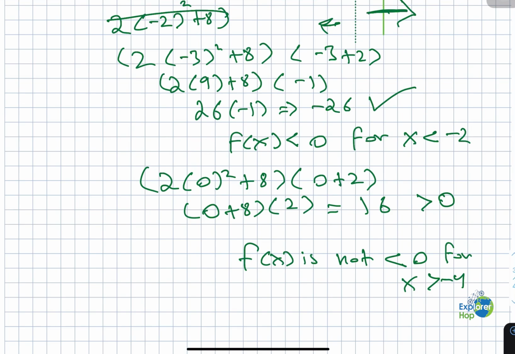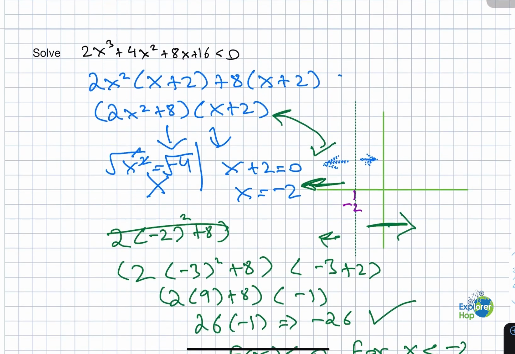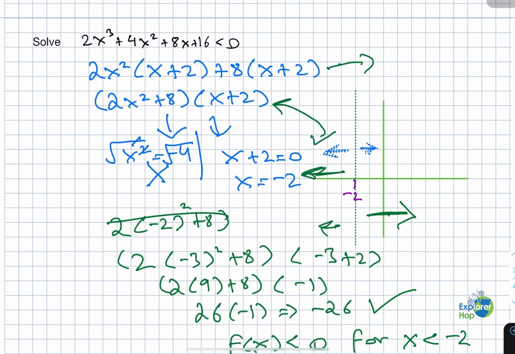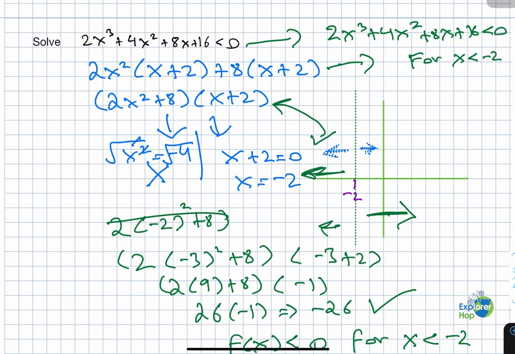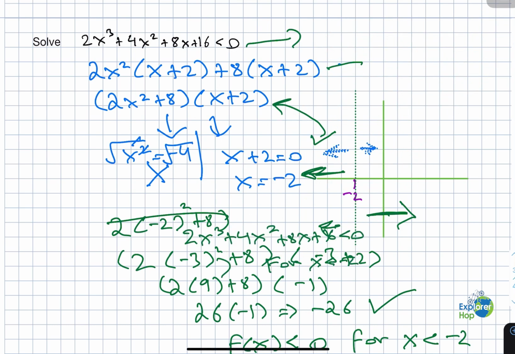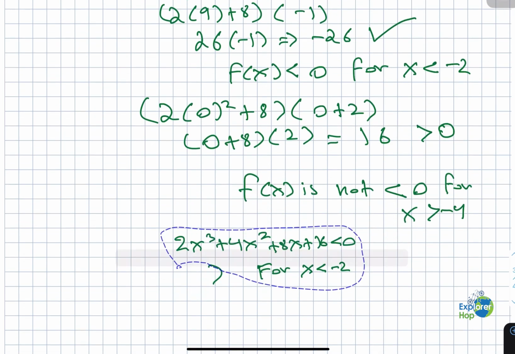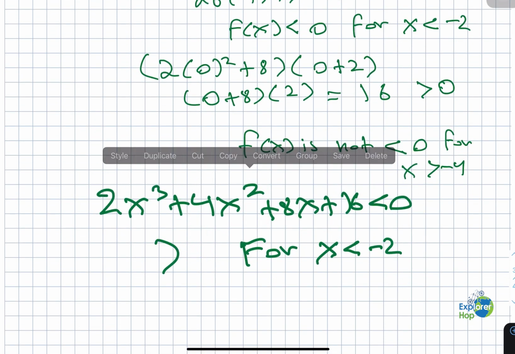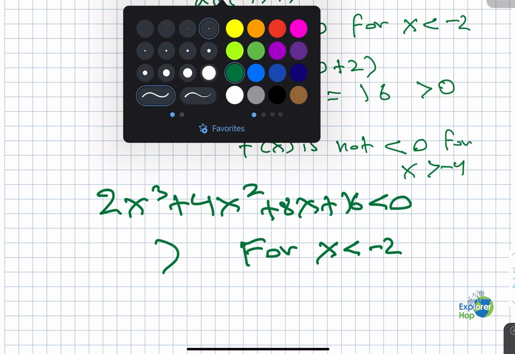Therefore, the answer is that 2x^3 + 4x^2 + 8x + 16 is less than 0 for x less than -2. This would be my answer. I can take this and write it right here, and that's our final answer.